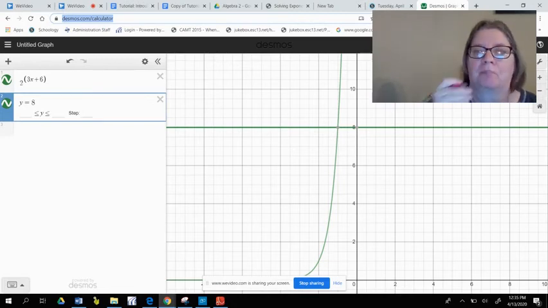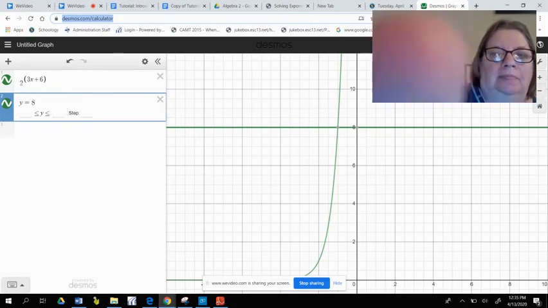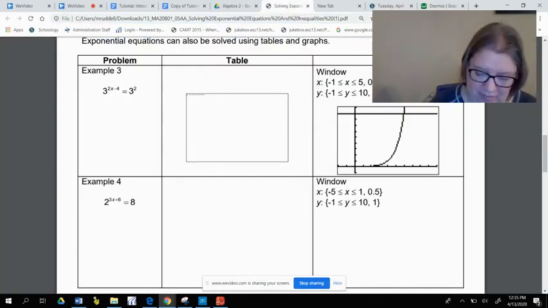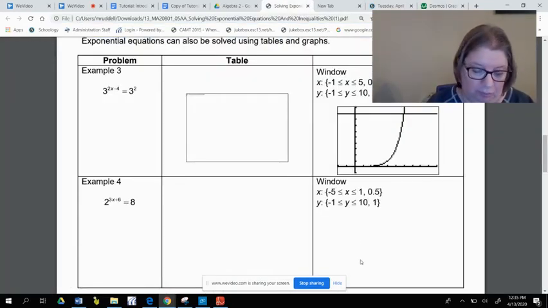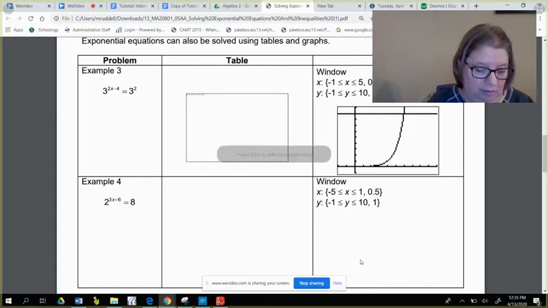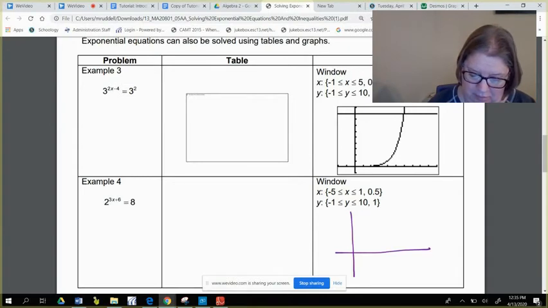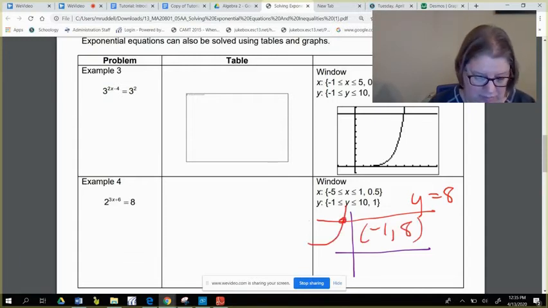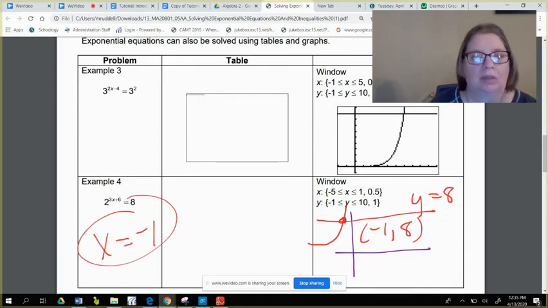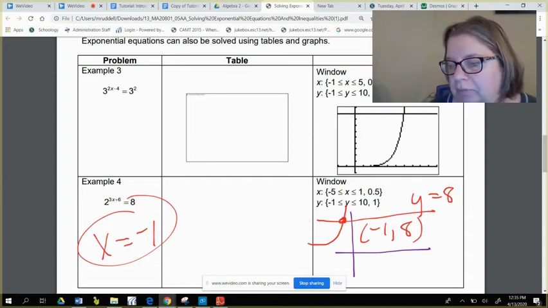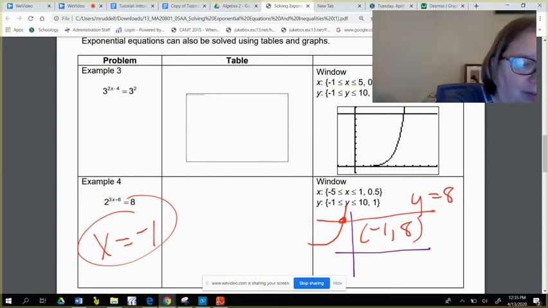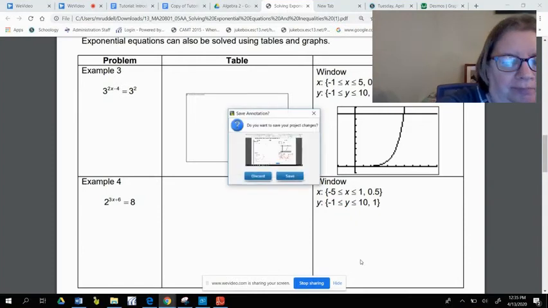There's our graph. Okay. So we had a line at y equals 8. This was -1, 8. So the solution is x equals -1. Okay. It's kind of a long explanation, but what you're doing is you graph them and you find where the solution is.